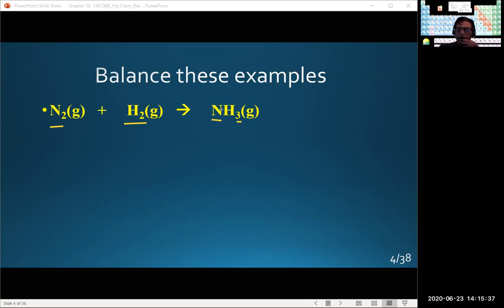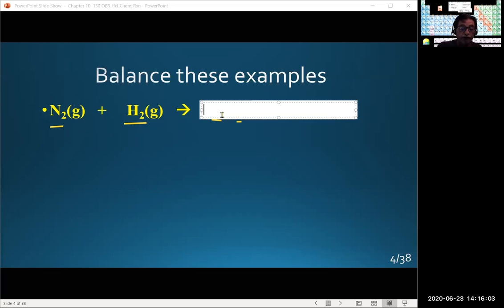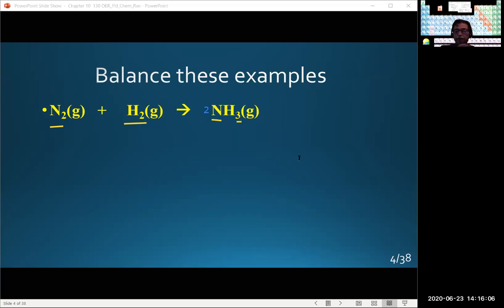Okay, so analyze that reaction and you say, well, wait a minute. I got 2 nitrogens. What if I put a 2 in front of the ammonia, NH3? That certainly would balance my nitrogens. And then what happens? That would increase the number of hydrogens to 6, right? Did you see how that now balances the nitrogens? But now it increases the hydrogens to 6.